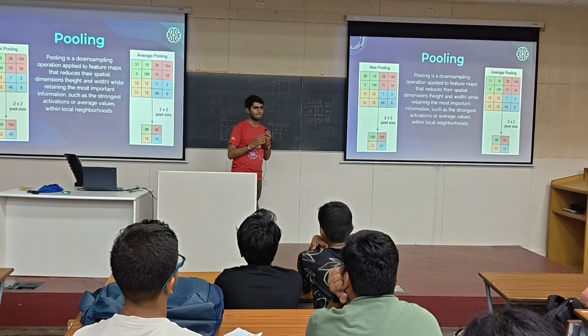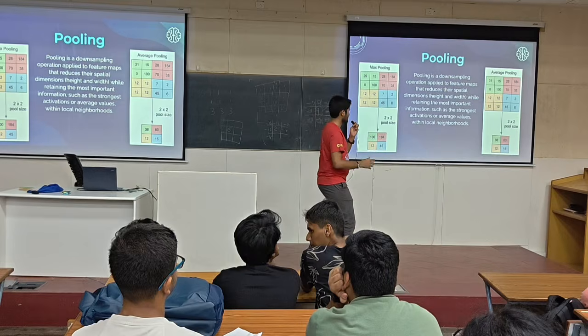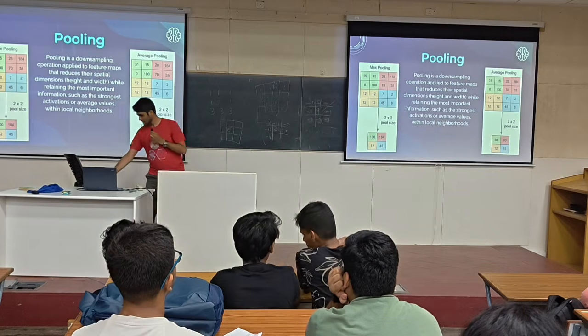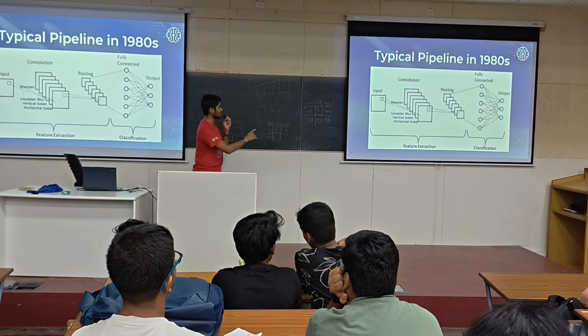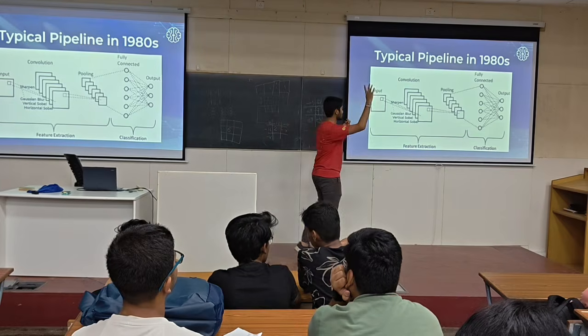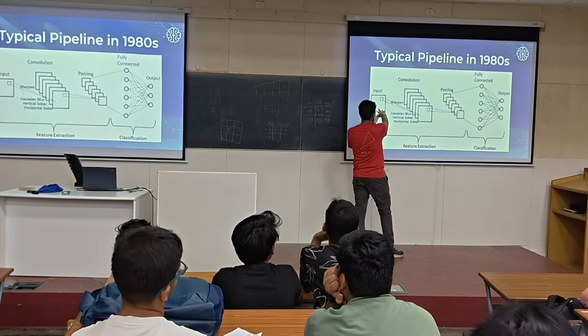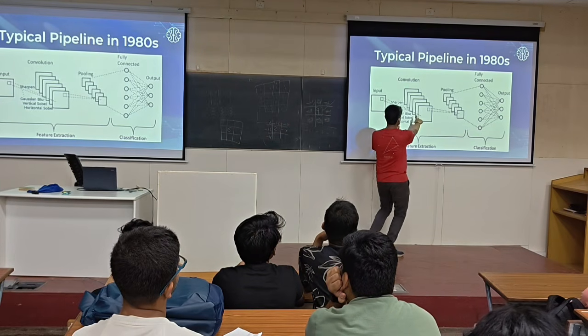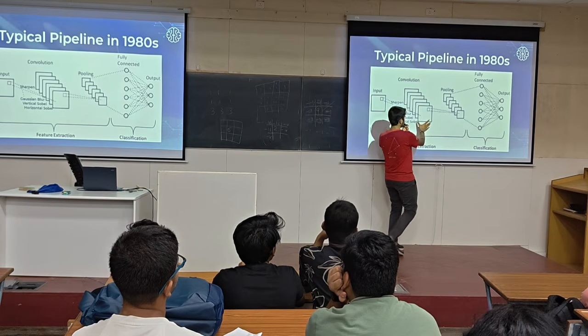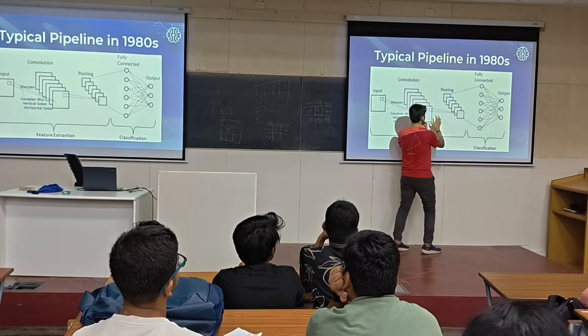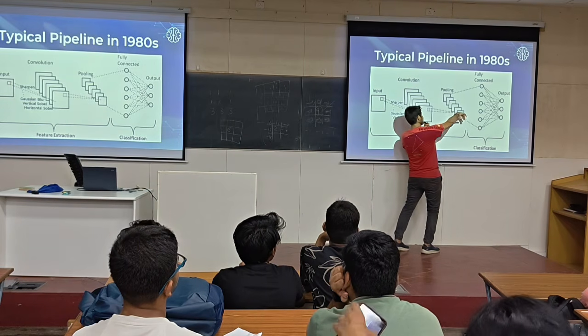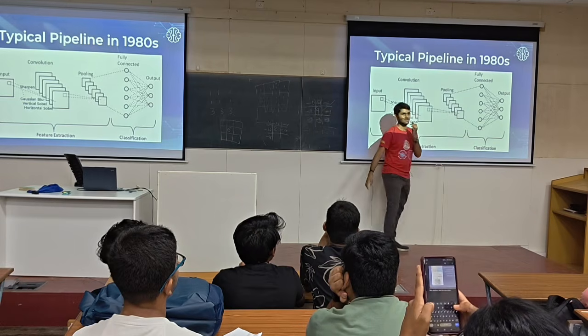When do we use pooling? This is the usual pipeline which was used in the 1980s. You have an input, you convolve and get the convolution output, and you downsample it using pooling. So you make these smaller and then use this for a normal neural network.